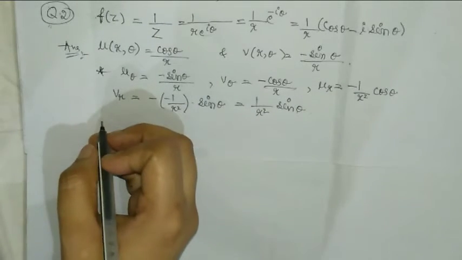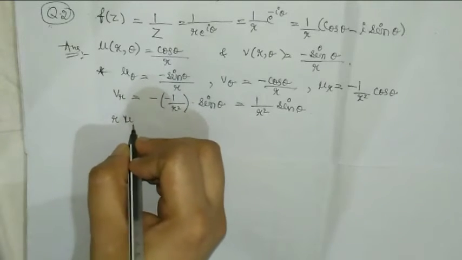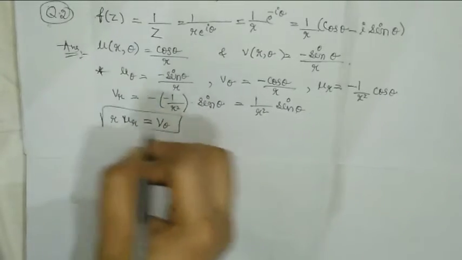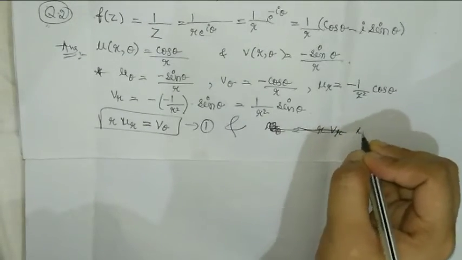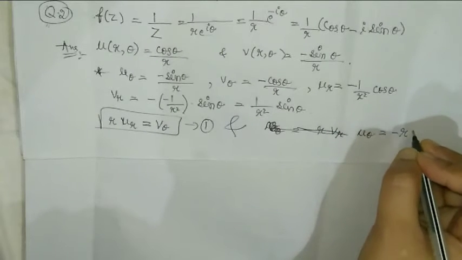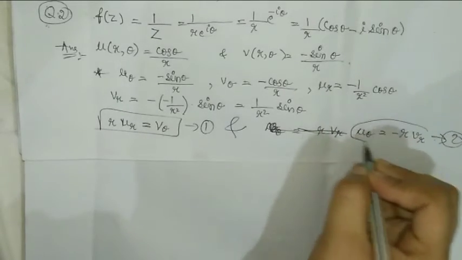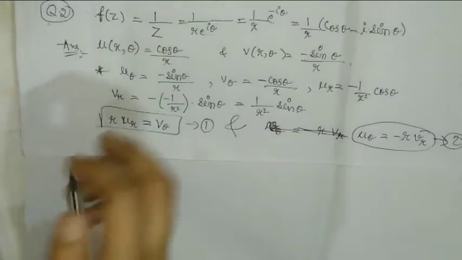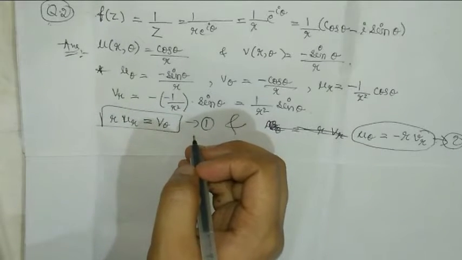Alright, now according to the Cauchy Riemann equation, r · ∂u/∂r must be equal to this ∂v/∂θ. And ∂u/∂θ must be equal to minus of r · ∂v/∂r. Okay, so if these two equations are satisfied, then we can say that yes, the Cauchy Riemann equation is satisfied for this particular function. So now let us check whether these two equations are satisfied or not.